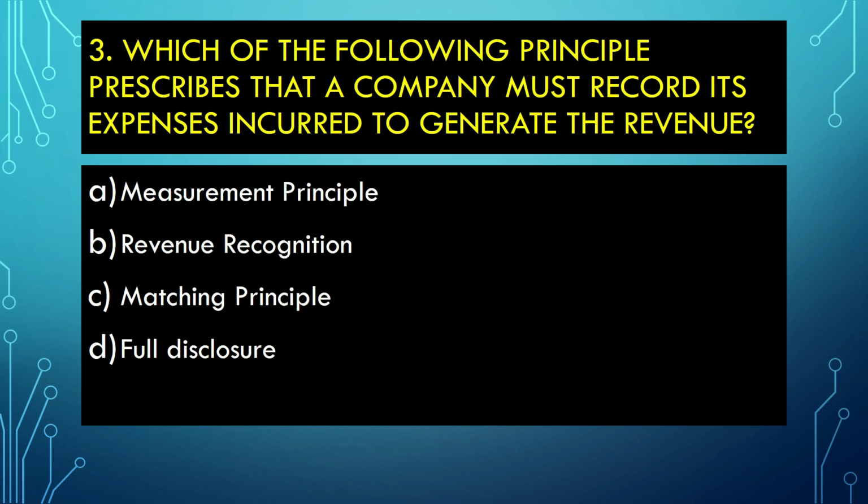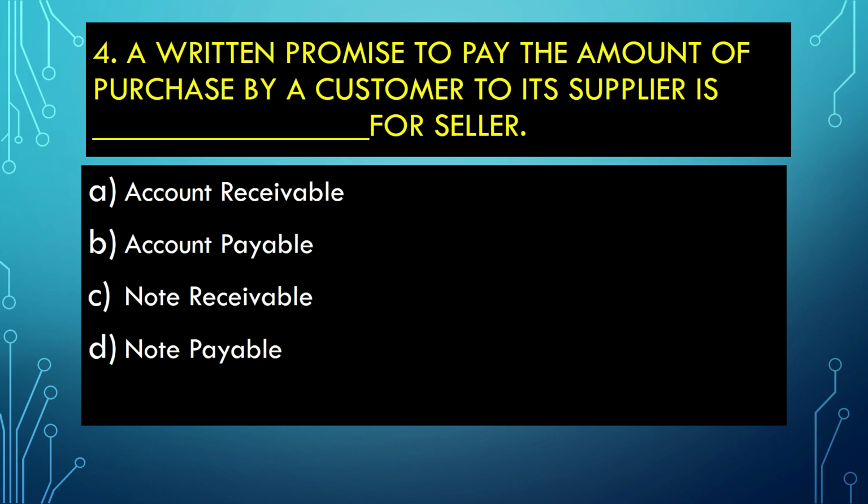Which of the following principles prescribes that a company must record its expenses incurred to generate revenue? It is asking which principle or assumption you have to follow for recording the expenses which are capable of generating the revenue. So here you will see: expense to generate the revenue. It means the expense should match with the revenue. So matching is the word, and we should keep this option as the correct one. According to the matching principle, expenses which are generating the revenue should be recorded in that period. This is the correct option.